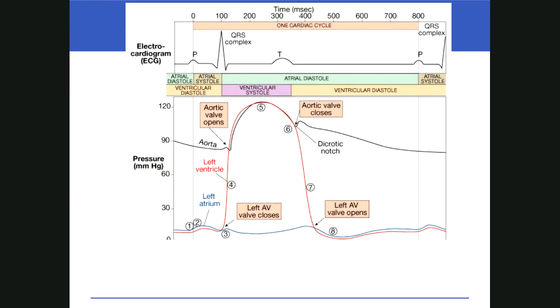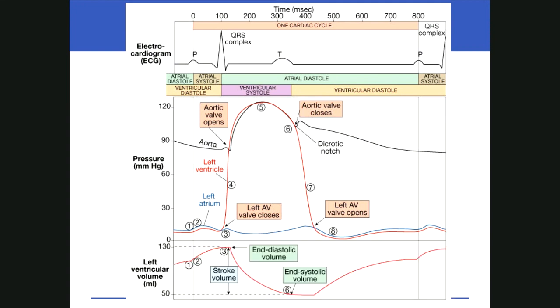Okay, and then there's only one other thing on this Wiggers diagram, and that's this. And what this is, is how much blood is in the left ventricle. In other words, not the pressure, not how much pressure, but actually how much blood, the volume. And we measure volume in milliliters, and that's exactly what it is.